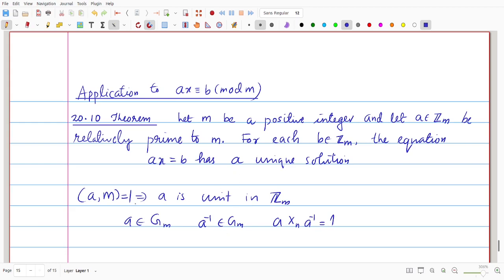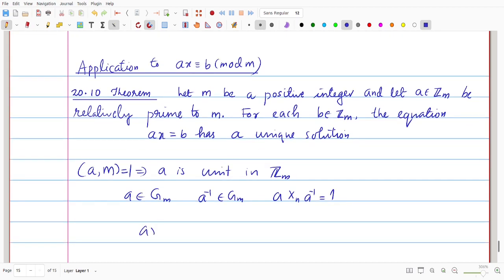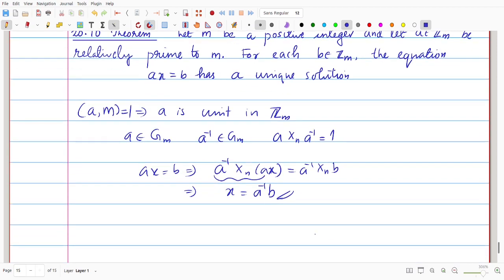Then if you assume this A, then Ax equal to B has a unique solution, because if Ax equal to B, then by multiplying A inverse on both sides, A inverse multiplication modulo m Ax, where Ax means A multiplication modulo m x, equals A inverse multiplication modulo m B. Obviously we know that A inverse A gives 1, therefore x equals A inverse B. Actually this product is multiplication modulo m, which shows that x is equal to A inverse B. Obviously A inverse B is a member of Zm as well.